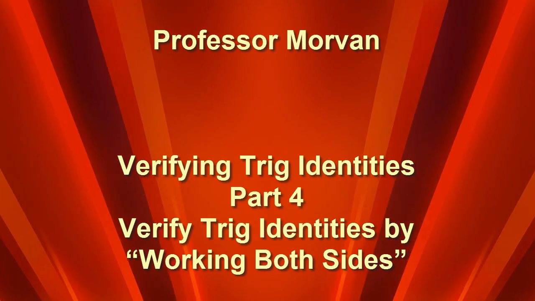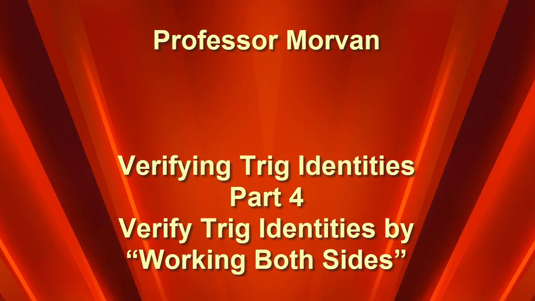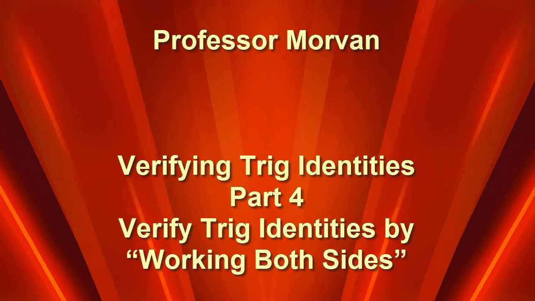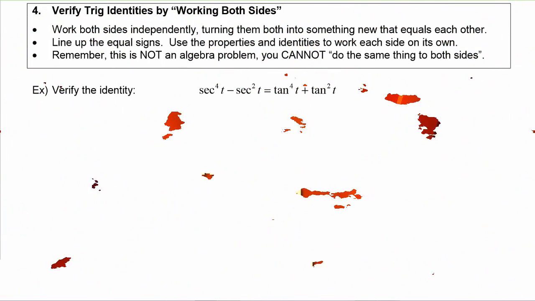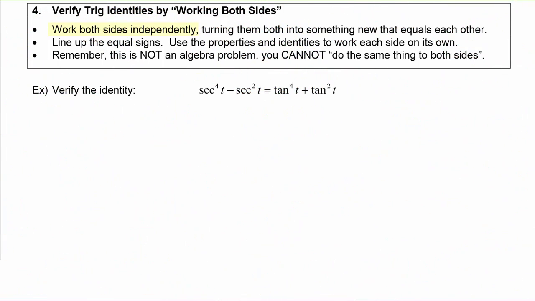In part 4 of our lesson on verifying trig identities, you will learn how to verify trig identities by working both sides. In this method, you will work both sides of the identity independently of each other, turning them both into something new that equals each other.